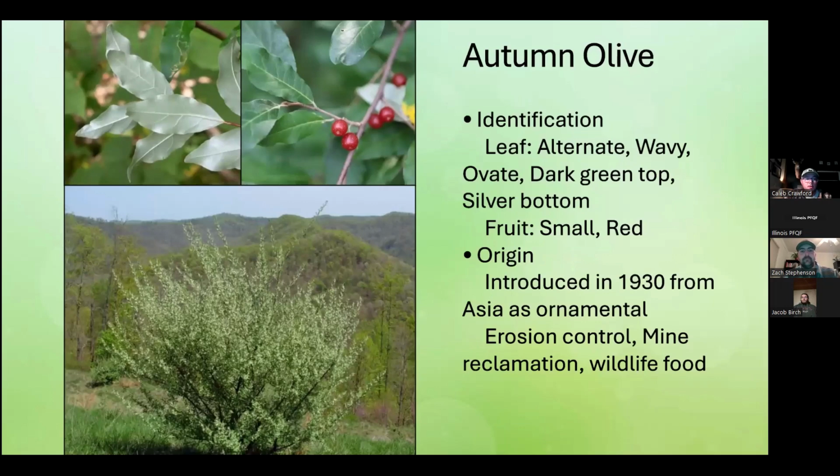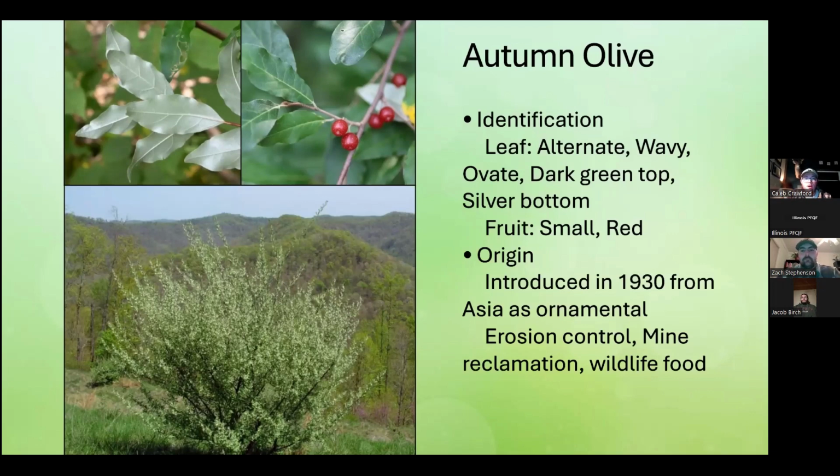And then next up is autumn olive. For identification, the leaves are alternate, wavy, and ovate, and they're dark green on top with a silver bottom. That silver bottom is a dead giveaway for autumn olive. You can see it in the pictures there. The fruits are small little red berries. This was originally introduced in 1930 from Asia as an ornamental. It was also used for erosion control, mine reclamation, and wildlife food. This species is a nitrogen fixer, so they figured it would be good for mine reclamation to help amend those soils. As we've come to find out, it's pretty dang invasive.